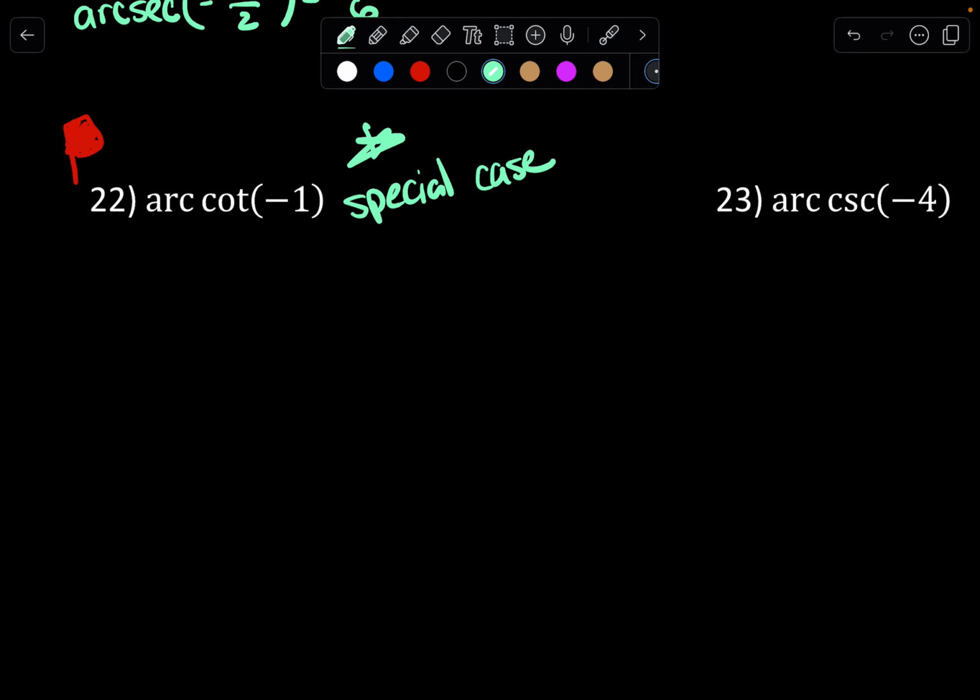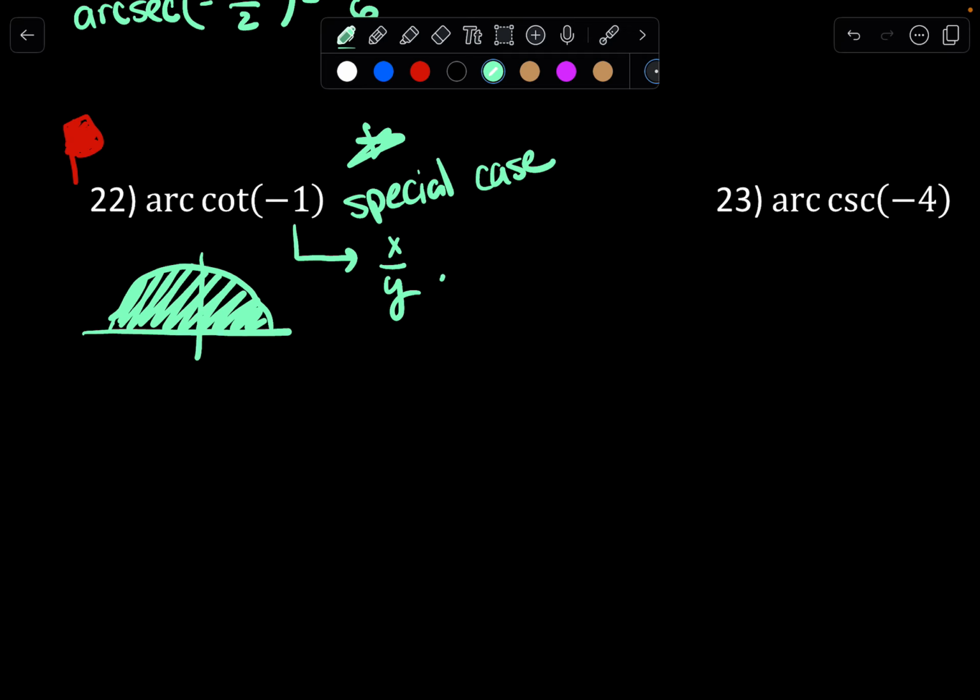Now, for arc cotangent, it exists in quadrants 1 and 2. Remember, it's not going to be the same as arc tangent. And this coordinate here is x over y on the unit circle. Because tangent is y over x, its reciprocal cotangent will be x over y.